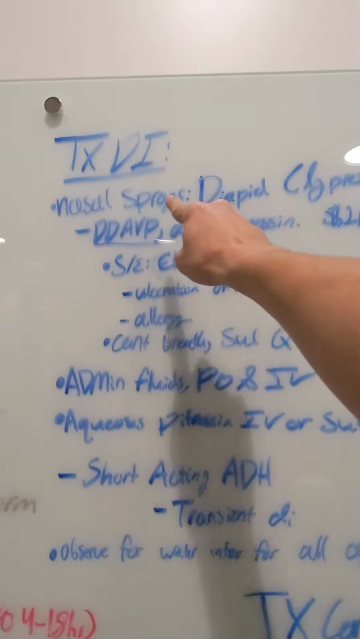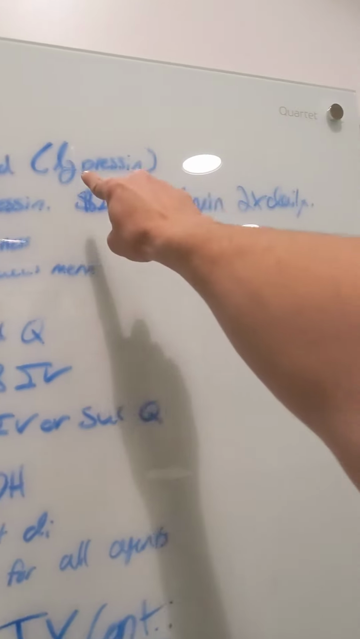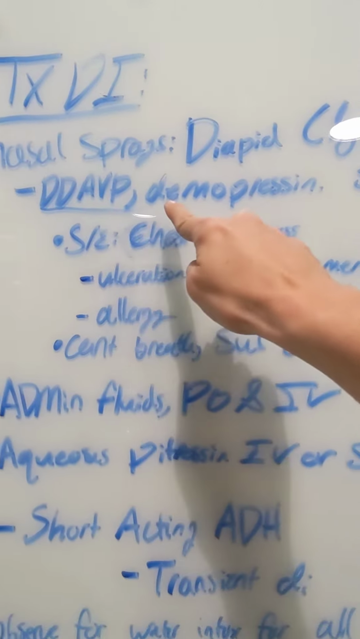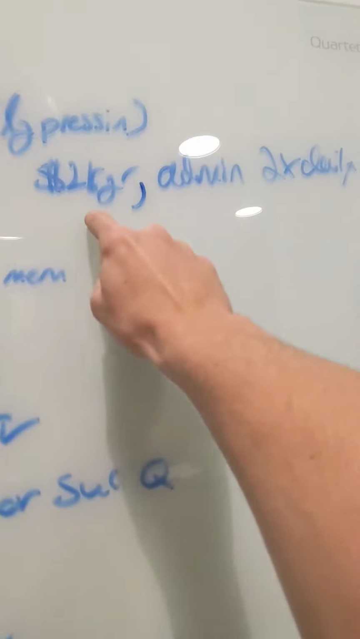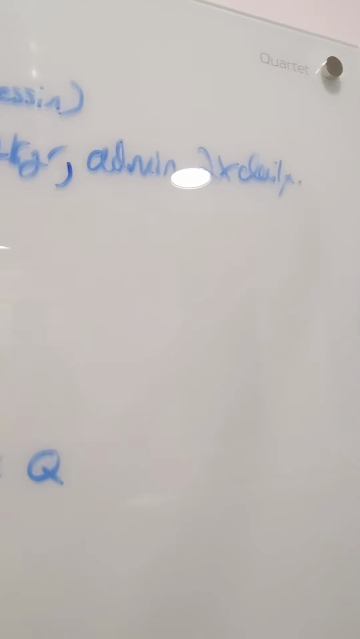We give them nasal sprays, that DDAVP or the Lypressin. Now we give them the DDAVP. That's the desmopressin. Apparently it's $2,000 a year or something. And you administer it 2 times daily.